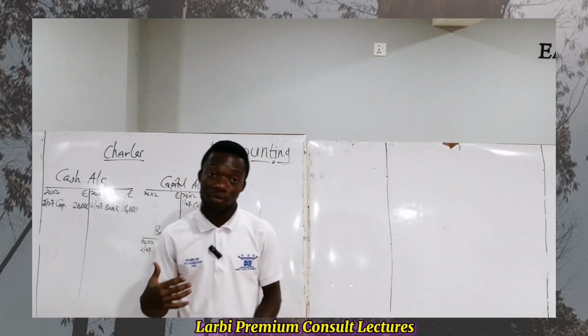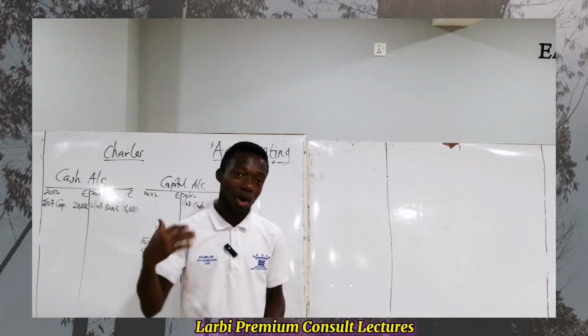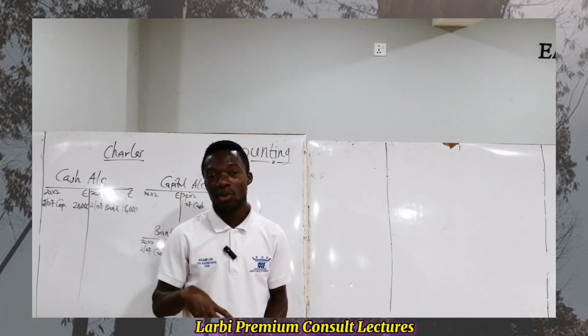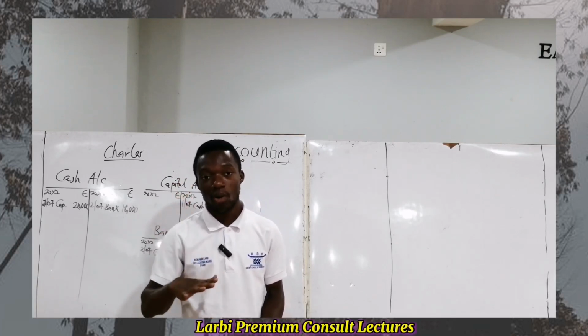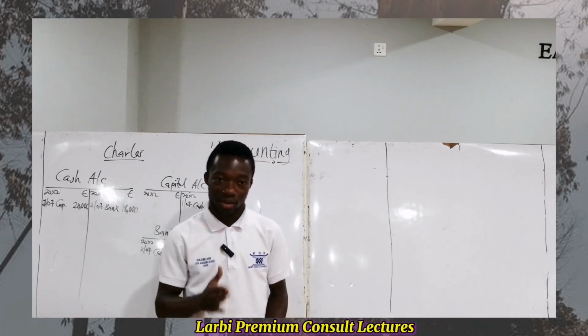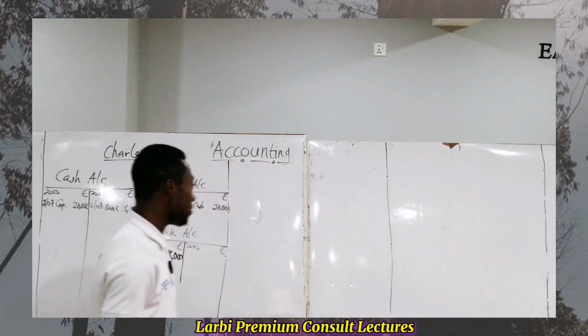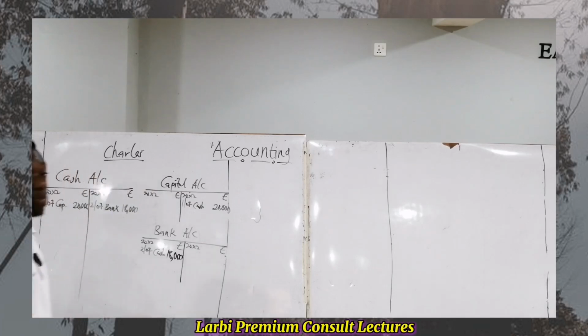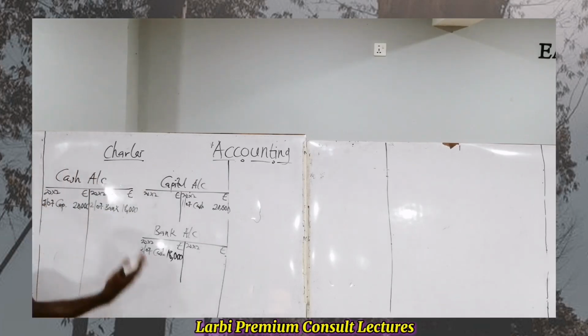Looking at the month that we are in, July, that means it's paid for July, August, September, because there are 4 quarters in every year, 3 months in a quarter. And it is paid in advance with what? Cash. That's what we have been told here. That Charles, some premises are rented, rent being 500 euros per quarter, payable in cash. So that means that has been paid, and so therefore cash is going out. So what should we do?